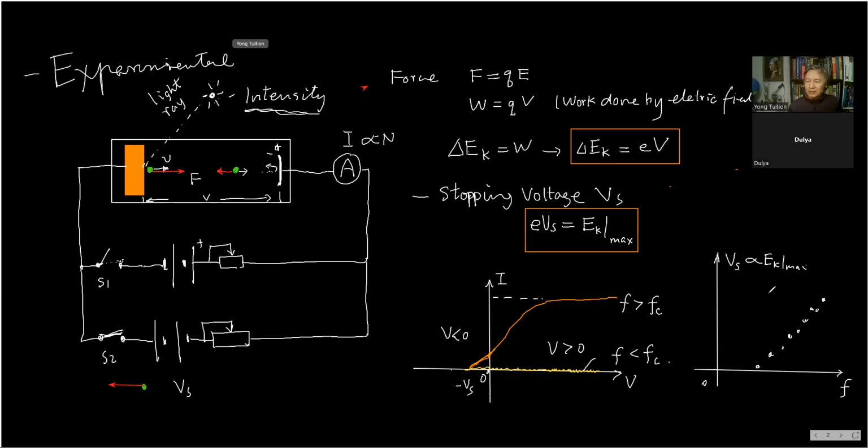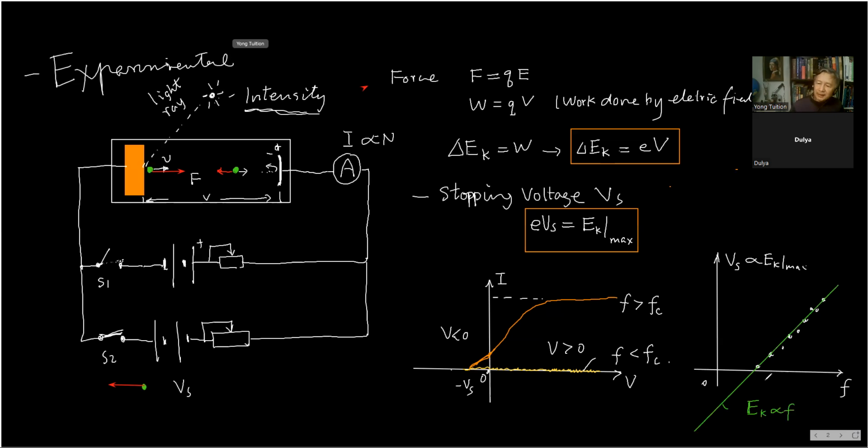They noticed that for the stopping voltage, if you use the best fit, we can use a straight line to fit this. So from this experimental observation, they observe that the kinetic energy is proportional to the frequency. That's interesting.